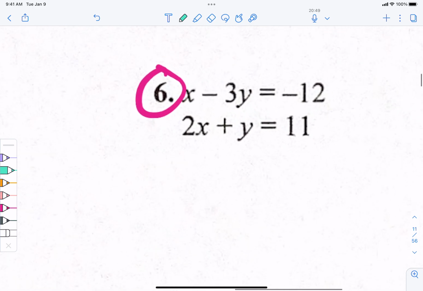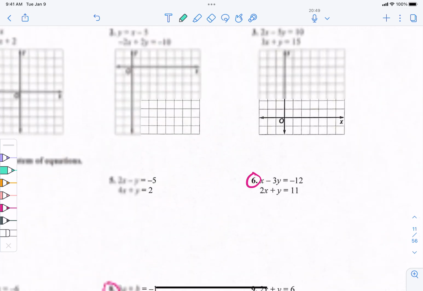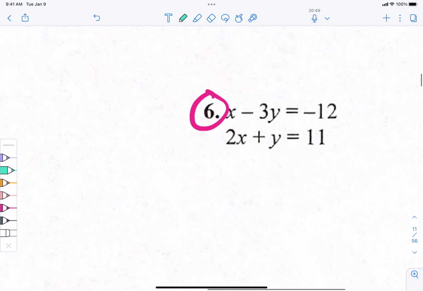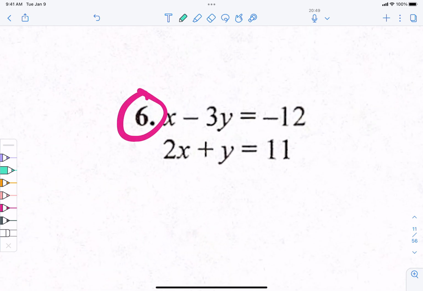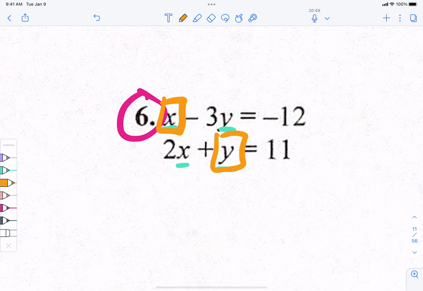Let's go to number 6 right here. So you have to do number 6. This is on skills practice. I'm just going to look at this one, right? So we have 4 options: this x, this y, this x, this y. Which one would be the really nicest one to solve for? There's actually 2 of them that would be really nice to solve for. Which 2? The top x or the bottom y, because they don't have a number attached to them.